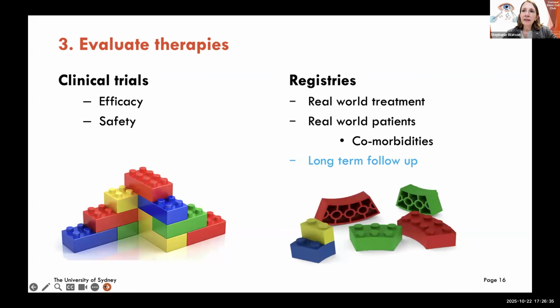Now, once a therapy is in the clinic, we need to evaluate that therapy to know that it works. And we do clinical trials to make sure a therapy is safe and works, and to bring it to the clinic. But once a treatment is in the clinic, we then need a way of monitoring it long term, and we can do this with registries. And this provides us with real world data and real world patients, because in clinical trials, the included patients have to meet very strict criteria. And the trials are often short, whereas with registries, we can get long-term follow-up.